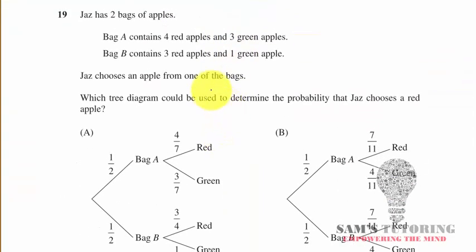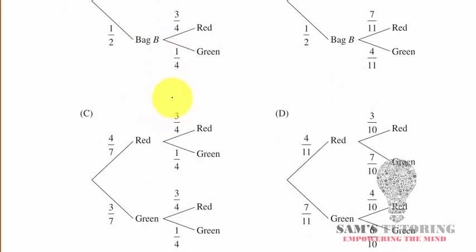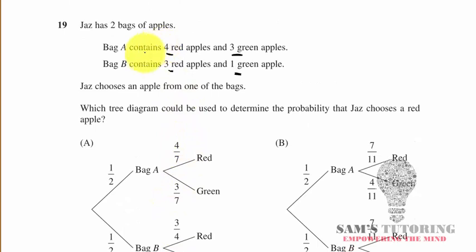Yeah, let's do this one. Jazz has 2 bags of apples. Bag A contains 4 red apples and 3 green apples. Bag B contains 3 red apples and 1 green apple. Jazz chooses an apple from one of the bags. Which tree diagram could be used to determine the probability that Jazz chooses a red apple? So 2 bags of apples. Bag A and then bag B. Okay, so bag A is obviously a 0.5 chance, and then, alright, bag A: 4 red apples plus 3 green apples, 4 plus 3, 7 apples altogether. 3 plus 1, there's 4 apples altogether.